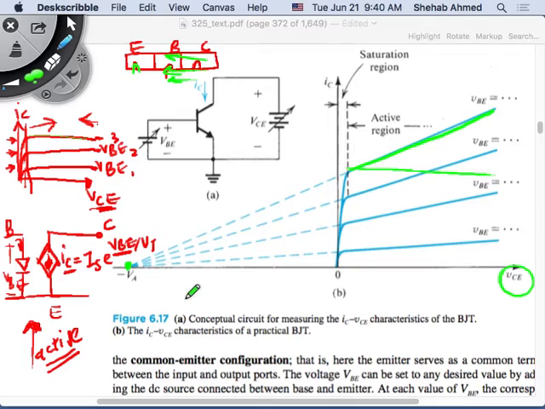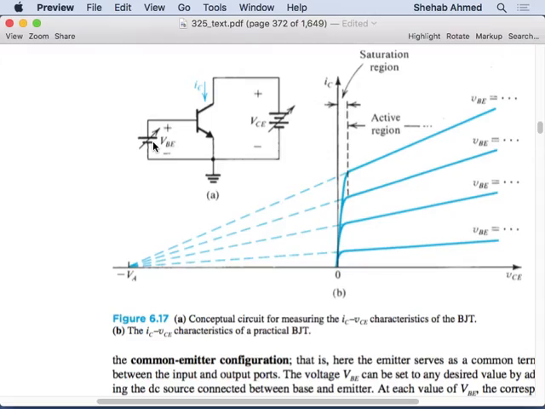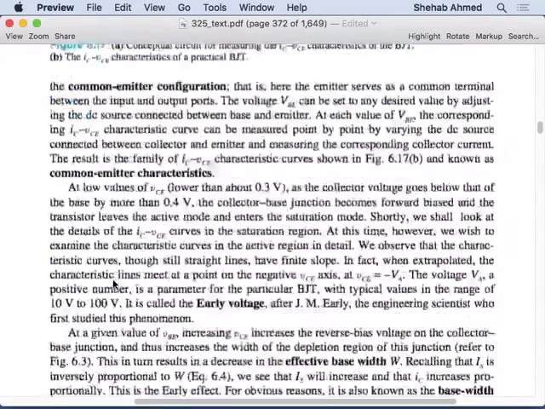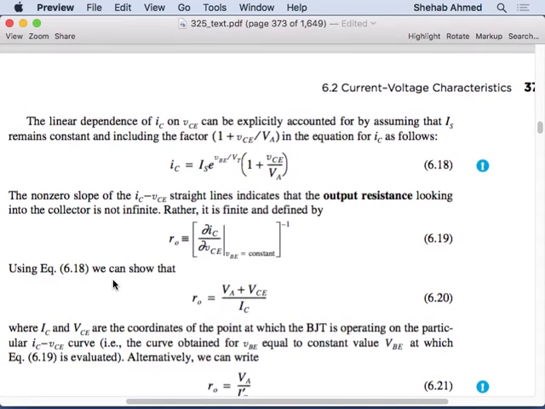So I will now rewrite my collector current equation, but instead of IS e to the VBE over VT, it will increase by something that depends on the early voltage and depends on VCE, right? So that's what they're discussing in this section. And the slope of this line, okay, the one thing. So this is this additional increase in current that we're discussing.